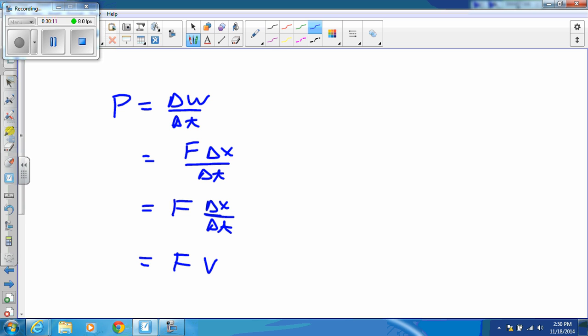So that we find a second relationship for power. Not only is it work over time, but it is also force times velocity. Now, the reason this equation is so interesting is that it tells us there is an inherent trade-off in anything that is powered. You can have a large force, or you can have a large velocity, but you can't have both.